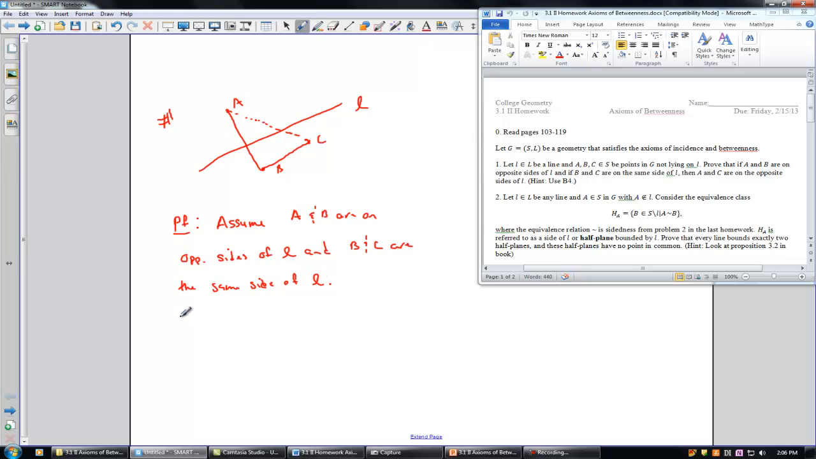Then I'd say, want to show. What do I want to show? Well, I want to show that A and C are on the same side of L. Did I say same? I meant opposite. A and C are on opposite sides of L. So let's just say OPP again.